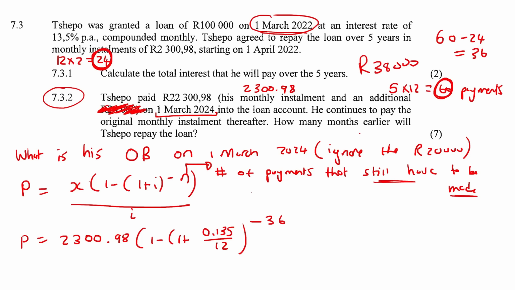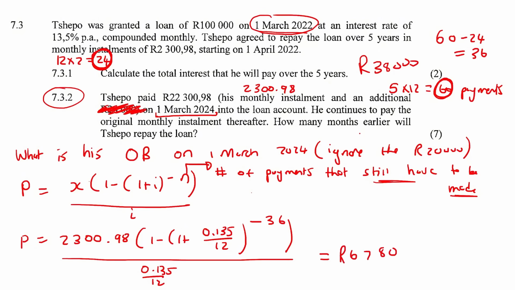If you're using the other method for calculating outstanding balance, which is using the future value and the loan amount, then you would be using a 24. You wouldn't be using a 36 because that method uses the number of payments that have already happened. Let's close this bracket. Let's work 0.135 over 12. If you type that all on the calculator, we end up with 67,804.94. So what does that mean, guys?